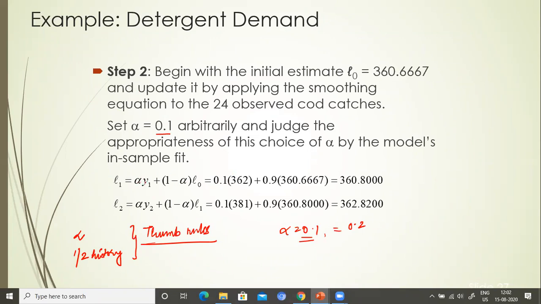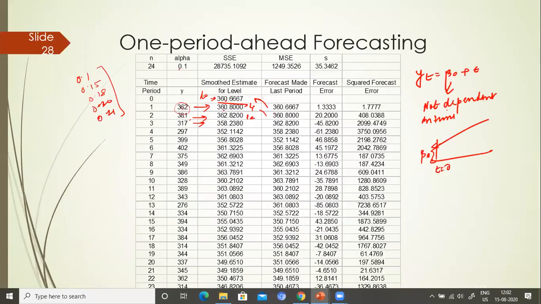So it's alpha times yt plus 1 minus alpha times lt minus 1. If the next level is L1, it will be alpha times y1 plus 1 minus alpha times L0. When we substitute this formula, we then calculate the smoothed estimate.